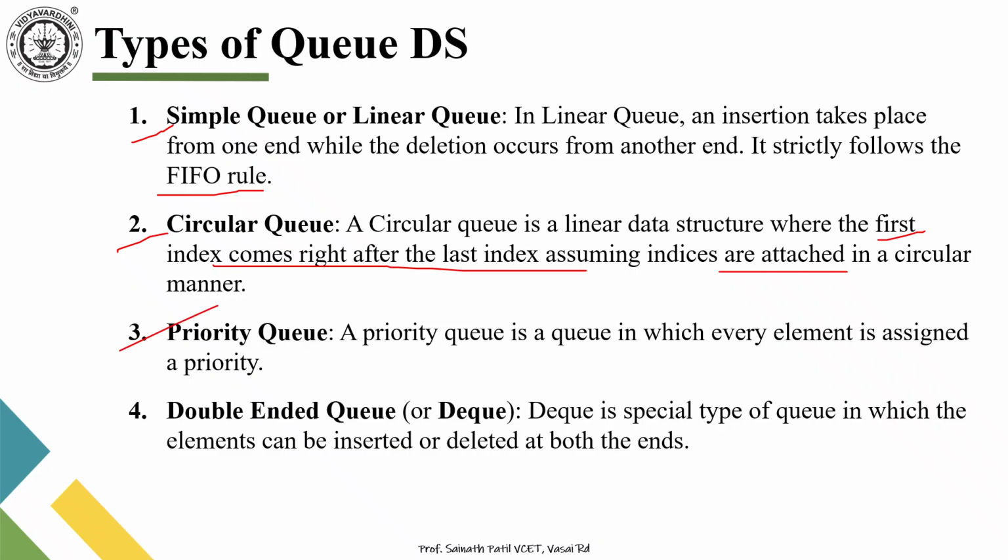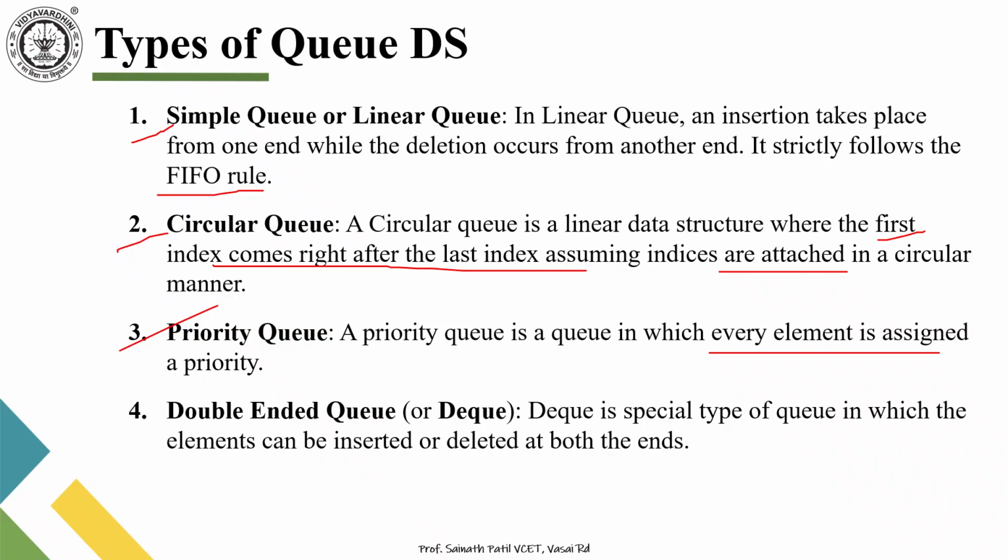Then priority queue, in which every element or data inserted in a queue is always sorted as per their priority. Priorities are assigned and they are sorted as per the priority. So it does not follow first in, first out.